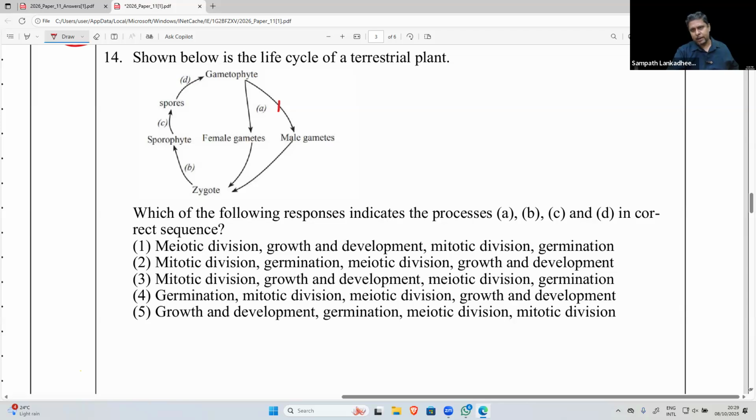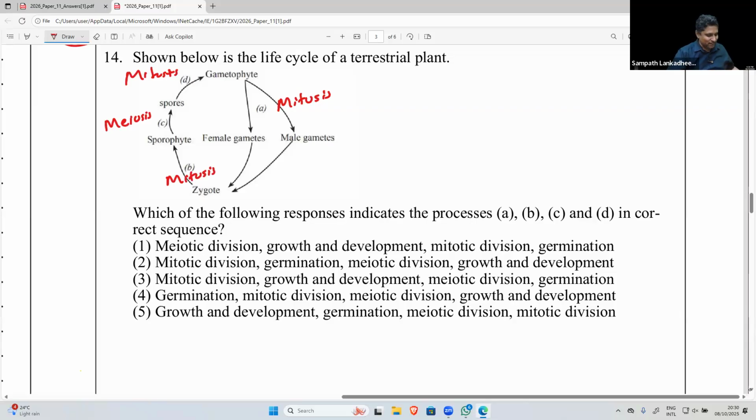A: gametophyte, female, mitosis, neither. B: mitosis, zygote, sporophyte. C: meiosis. D: spores, gametophyte, mitosis. If you take them as events, neither.